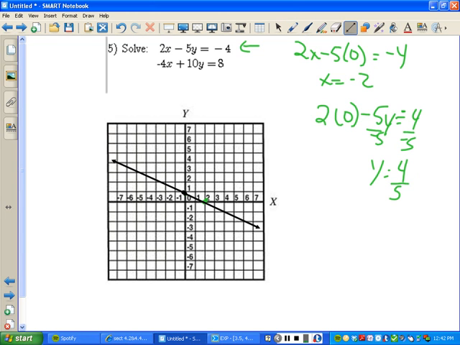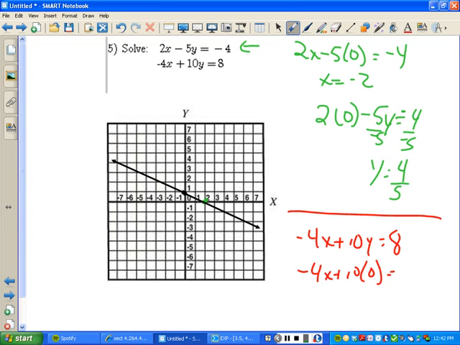Now let's look at the next one. If I have -4x plus 10y equals 8, let's find the x-intercept. Plug in y as 0. And what's the x-intercept? -4x equals 8. Divide by -4. Divide by -4. X is what?